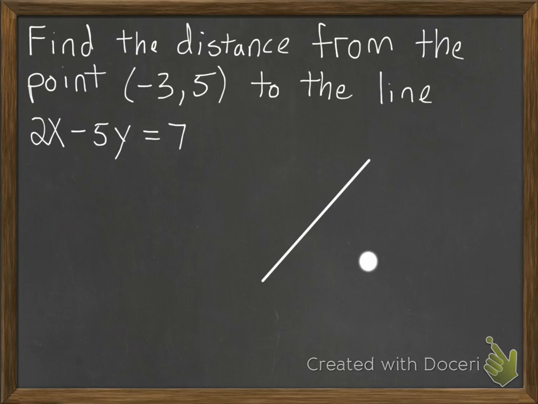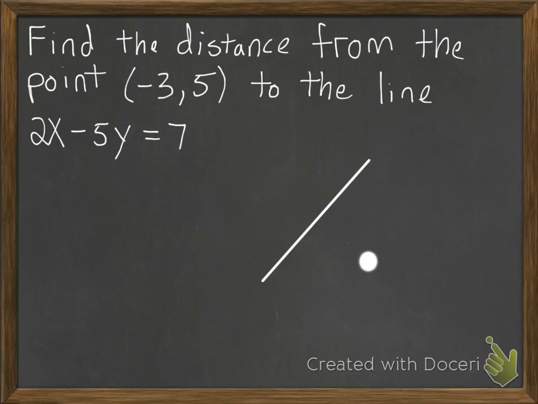Okay, at the end of class, we had started to talk about this problem of how to find the distance from a point to a line. The context had been we had found the equation of a line that goes through (-3, 5) that was perpendicular to this 2x minus 5y equals 7. And then we wanted to use that to figure out the distance from a point to a line.